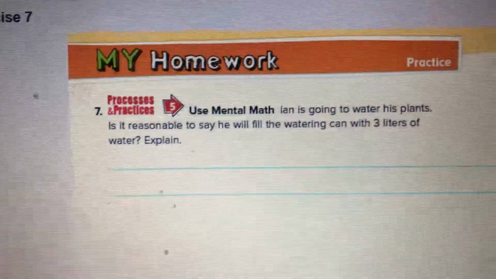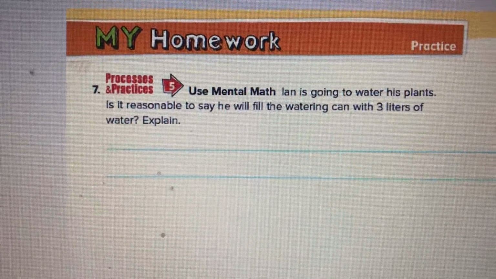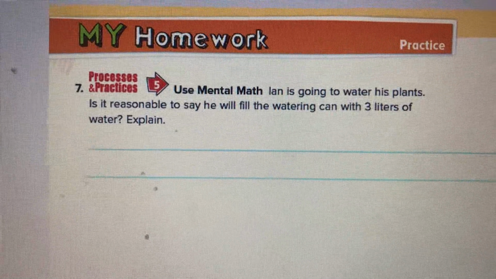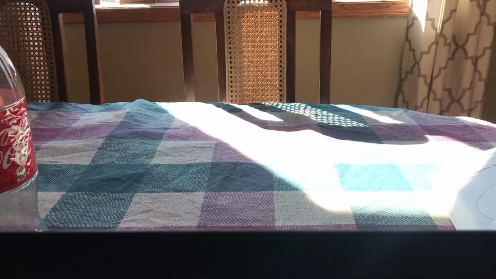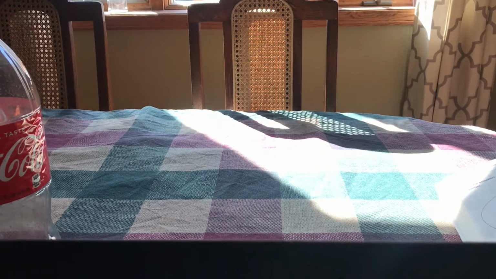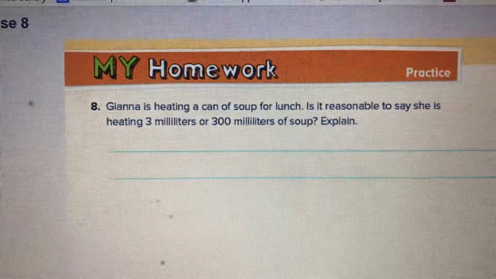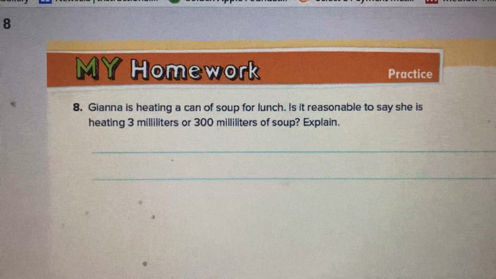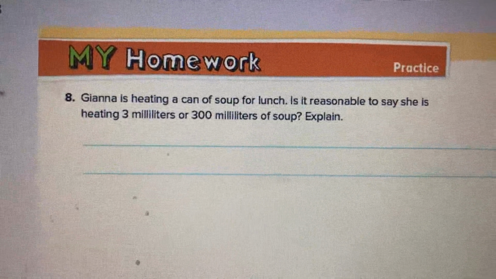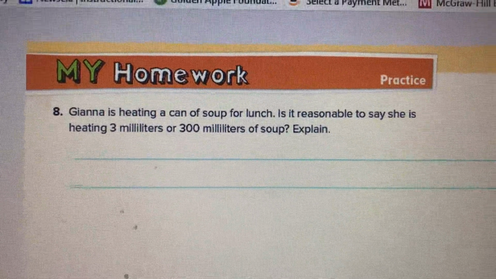And then for question 7, Ian is going to water his plants. Is it reasonable to say he will fill the watering can with 3 liters of water? Think about that. And Gianna is heating a can of soup for lunch. Is it reasonable to say she is heating 3 milliliters or 300 milliliters of soup? Think about that. I think Gianna is hungry.